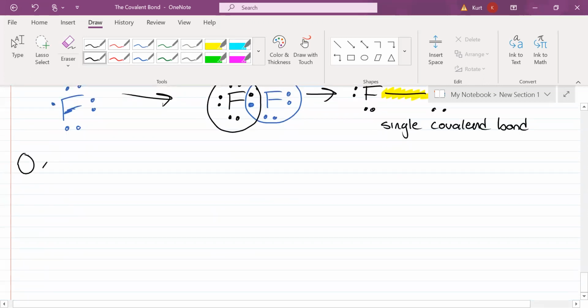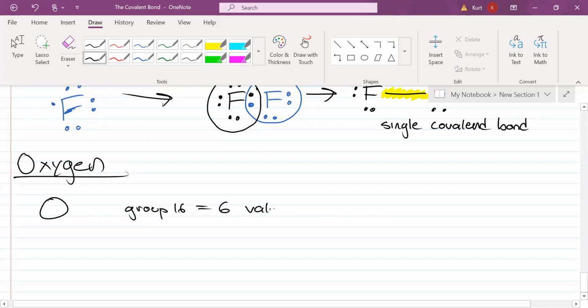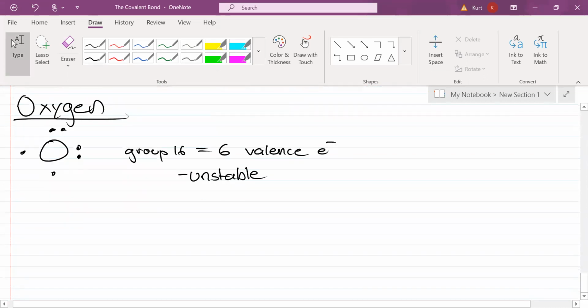Next one's going to be oxygen. Oxygen is found in group 16. So it has 6 valence electrons: 1, 2, 3, 4, 5, 6. That's just not going to cut it. It is unstable. It needs 2 more. So let's give it 1 more: 1, 2, 3, 4, 5, 6.